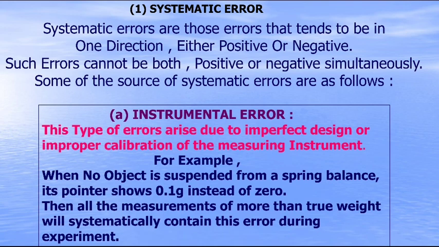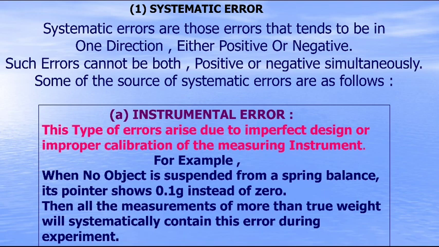So when a systematic error is produced, and we take different observations, in those observations we get the same type of error repeated in one direction. Suppose you are measuring the length, then each time you make an observation you get a 0.02 centimeter error repeated, for example. So systematic errors are those errors which tend to be in one direction.